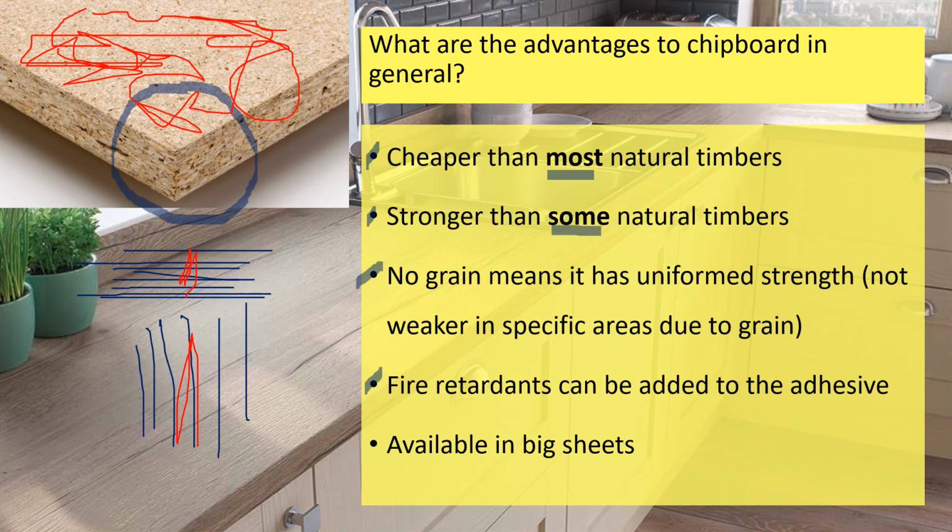Next one. Fire retardants can be added to the adhesive. So that means obviously that it can be made to be more fire resistant, which for a kitchen is spot on, absolutely fabulous, because kitchens are more prone to fires. And it's also an advantage because it's available in big sheets, which I know to some people might think, well, it's a bit Captain Obvious, but there's no harm in that. There's no harm in mentioning a Captain Obvious answer.